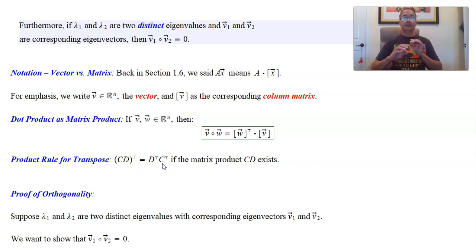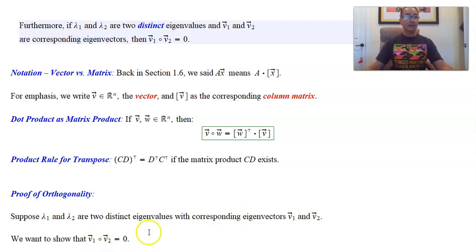So you change the order and then you take the transpose. I hope that reminds you of a similar formula, inverse, right? If you had (CD) inverse, it's the same as D inverse, C inverse, if both are invertible. Okay, so now we are ready to prove the orthogonality of two vectors from distinct eigenspaces, V1 and V2.